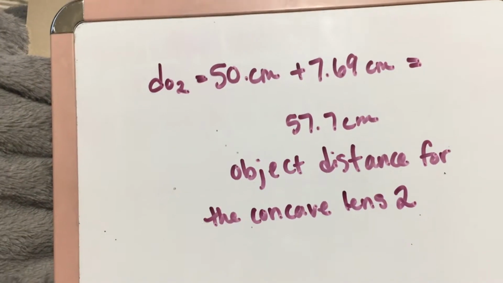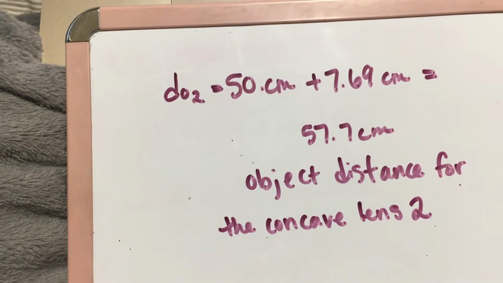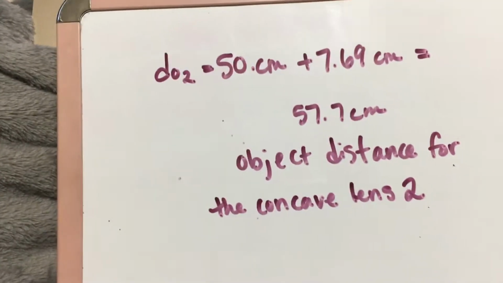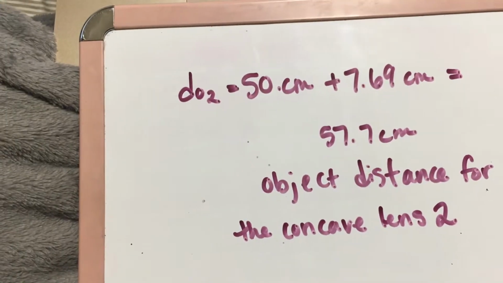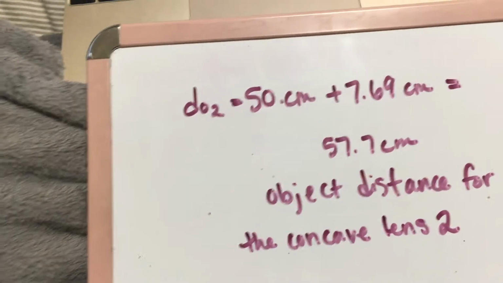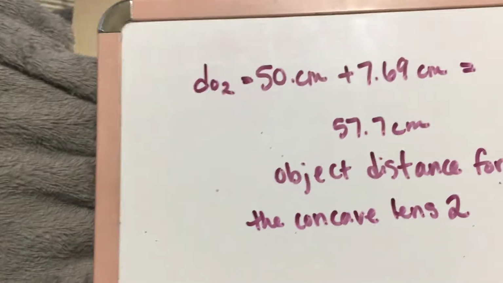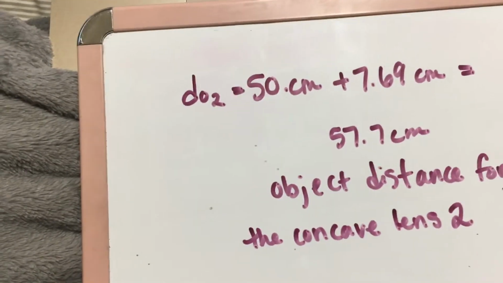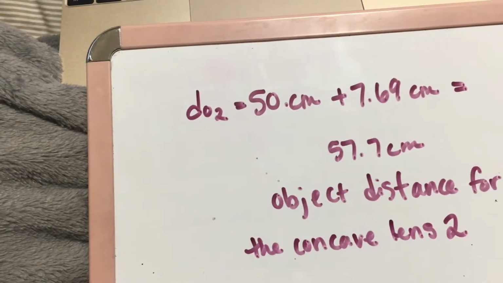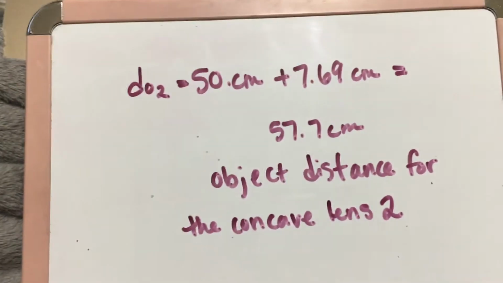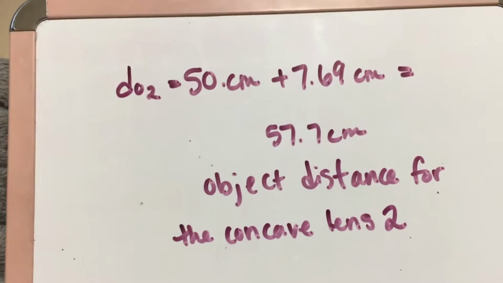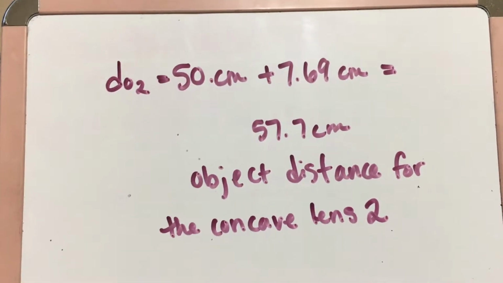So then you're going to add the image distance from the concave lens 1 to the separation between lenses, which is 50 centimeters, in order to get the object distance for convex lens 2, and that will give you 57.7 centimeters.